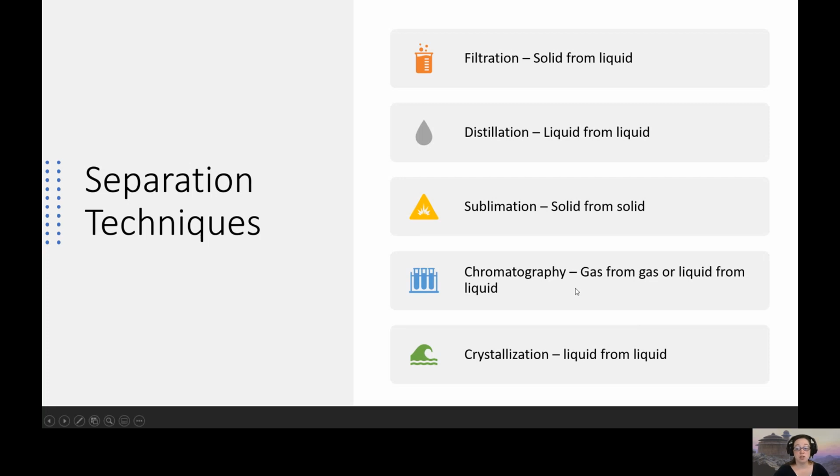solution. Chromatography lets you get gas from a gas or a liquid from a liquid. I'm going to show you picture examples on the next slide. And then the last one is crystallization, lets you get a liquid from a liquid. So if you have two liquids in solution, right, and one of them crystallizes at a specific temperature and another one does not, then you can use that to separate them out, kind of like the ice and the slushy, right? You can separate out the ice because it's a solid now. But if it was all just melted slushy, it wouldn't be a solution anymore, right?